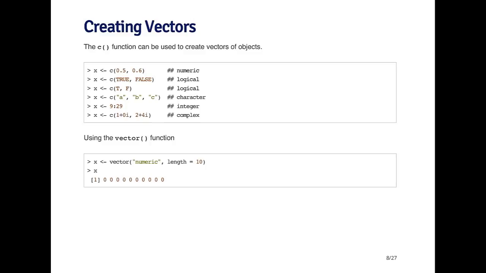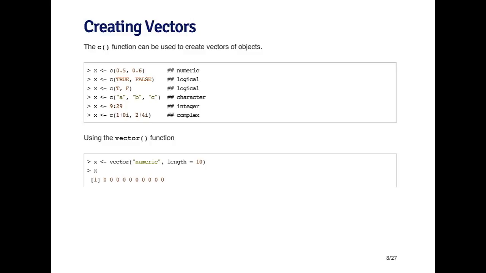In the second example here, I've got a logical vector where I'm concatenating TRUE and FALSE. As shorthand for TRUE and FALSE, you can use capital T and capital F. So these two lines give you the same object. You can create a character vector by concatenating a bunch of characters. You can create an integer vector by creating a sequence with the colon operator. And you can also create a vector of complex numbers, where the i is a special symbol which indicates the imaginary part of the complex number.